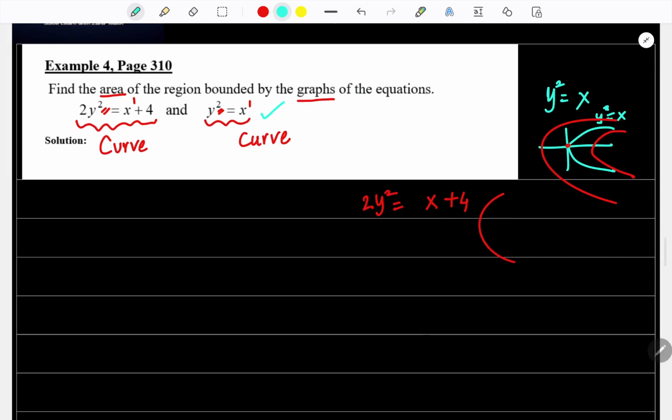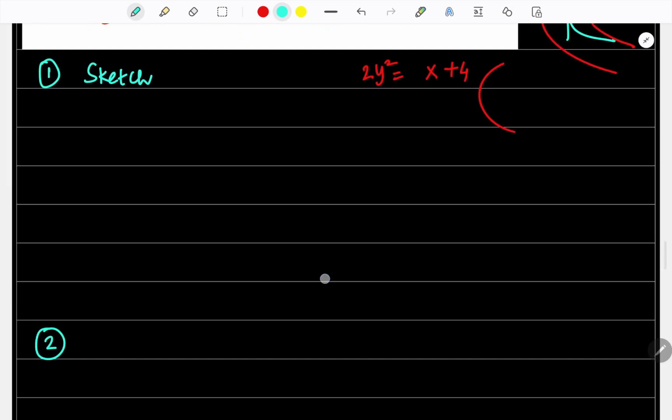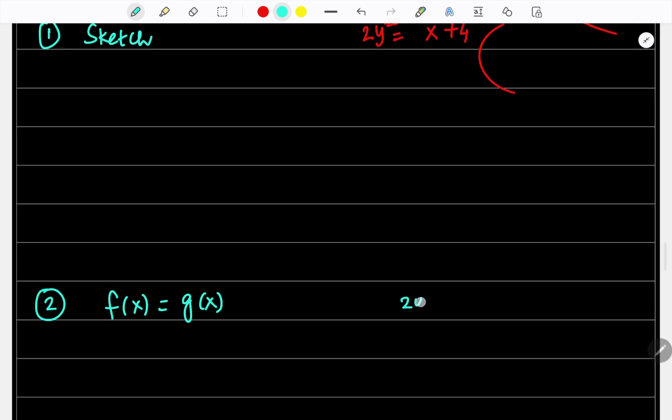So let's start this one. Let's go to the solution. First one is sketch. The sketch, overall I gave the idea, but I will do the sketch a little later. First I will find the points. What is that? You're going to make f of x equal to g of x. Okay. So what is your equation? Your equation is 2y square is equal to x plus 4. And the next equation is y square equals x. Okay, right.